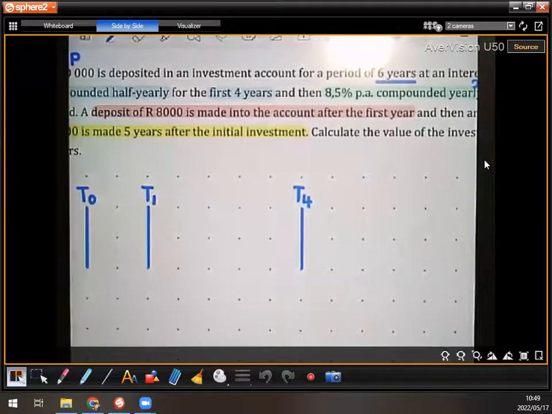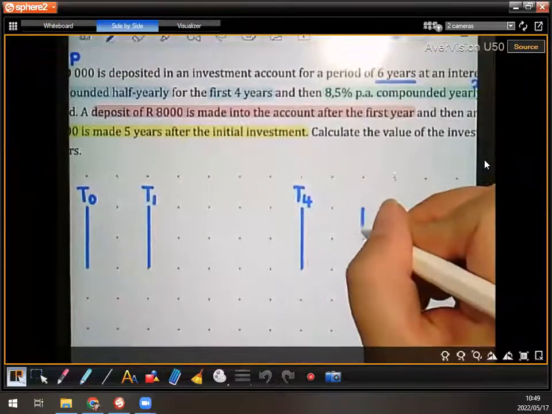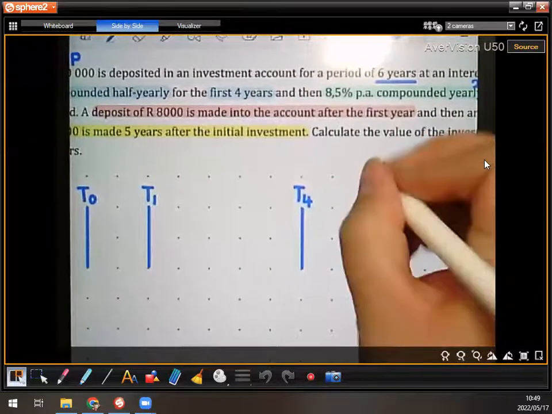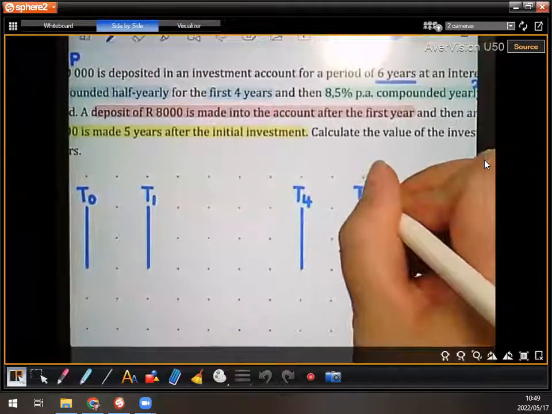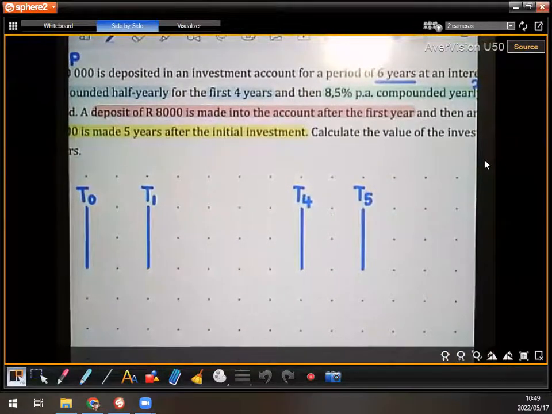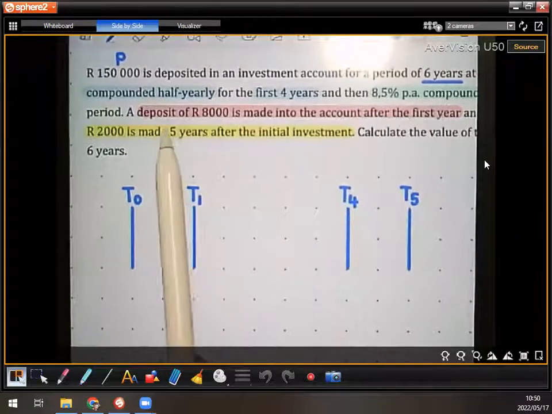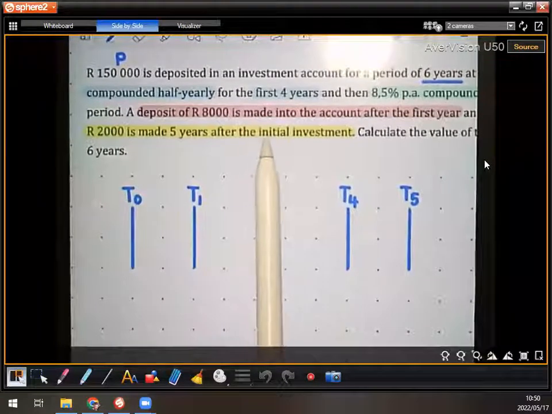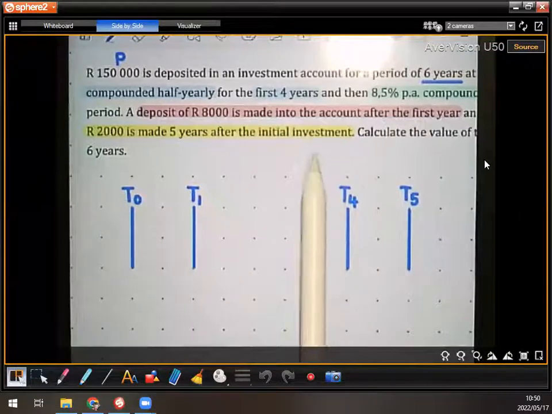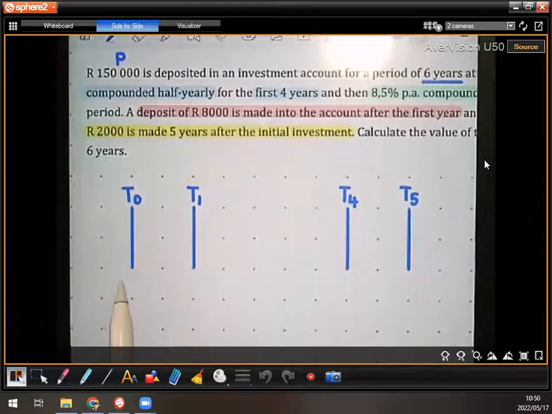Then there was that third investment, right? Which was made after 5 years. So let's do a T5. The wording is very important here. Let's just read through that yellow part again and say it's made 5 years after the initial investment. Now the initial investment was at T0. Okay, so because they say 5 years after this, that is at T5.